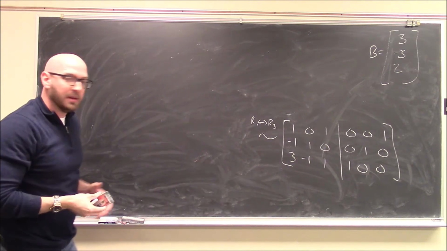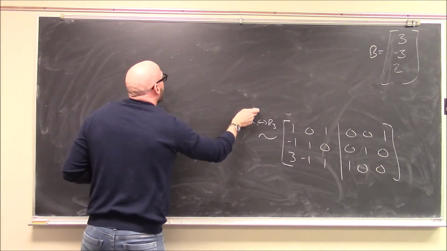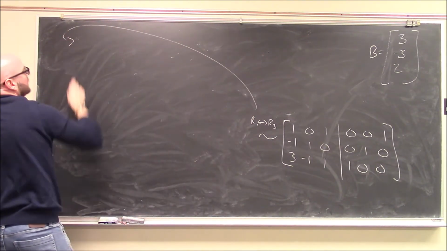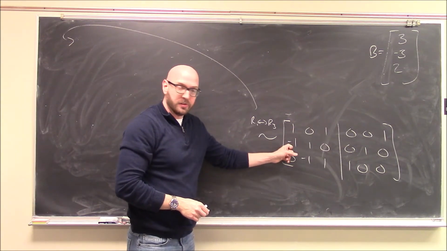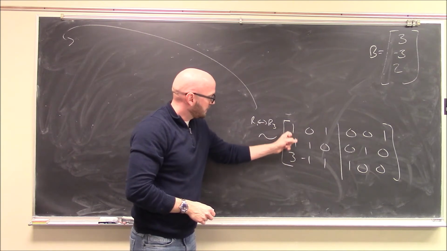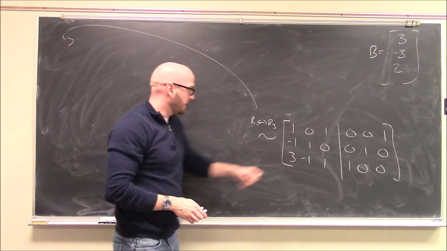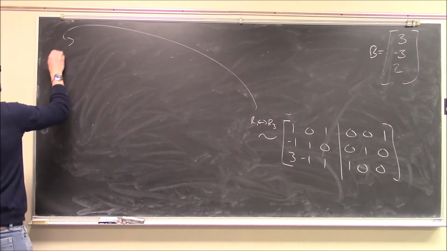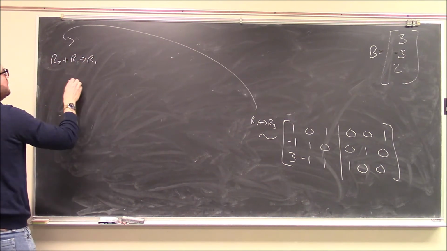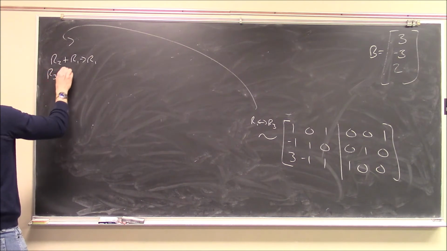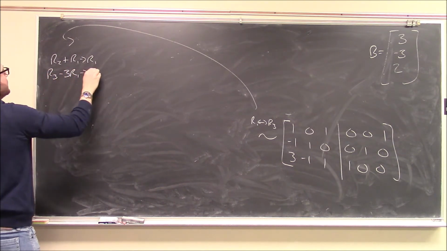But for now, we're just going to keep going with our row reduction. So we'll bring this over here. What do we want to do? We want to add row 1 to row 2 to put a 0 here, and we want to subtract 3 times row 1 from row 3 to put a 0 right here. So row 2 plus row 1 will become our new row 2, and row 3 minus 3 times row 1 becomes our new row 3.